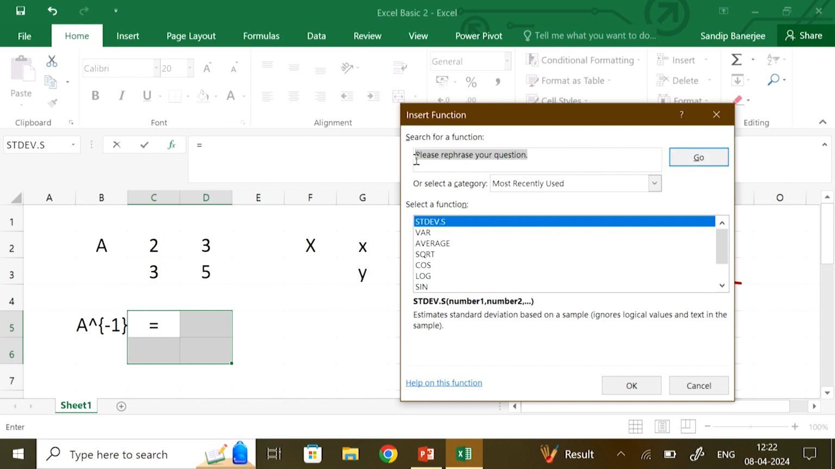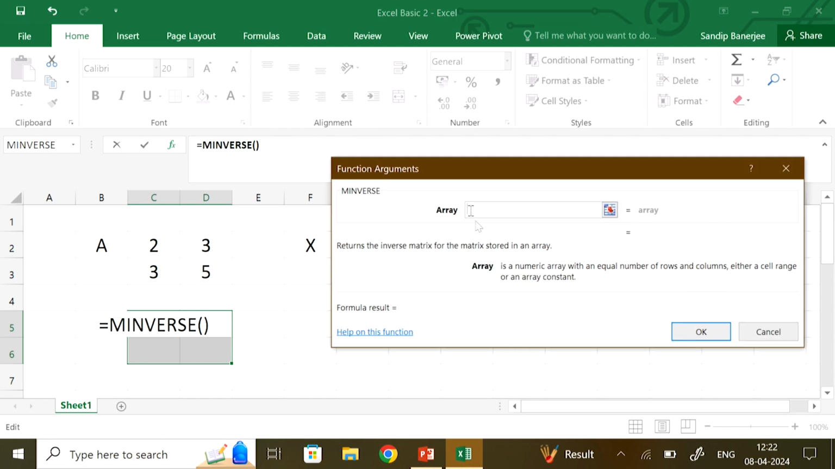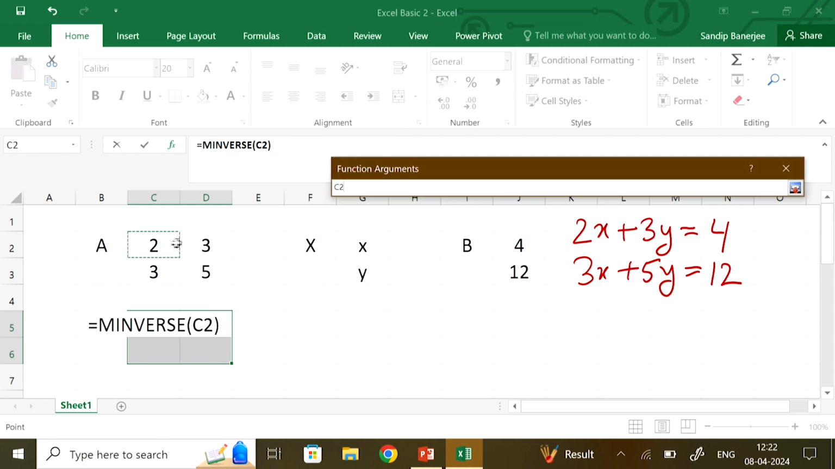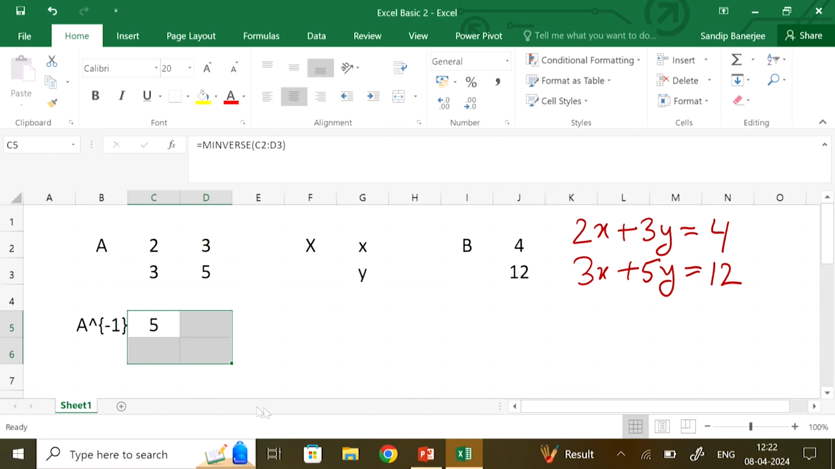You did not get anything. So, again you retype M inverse and you get this M inverse. Because it is familiar to me, you may try with matrix inverse, but ultimately you will see that M inverse is the command. You give OK. So, M inverse of the array. So, array you will choose these 4. And click OK. But then you see it is only this 5 which is giving, the others are missing.